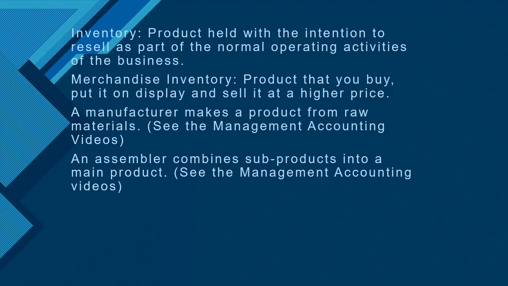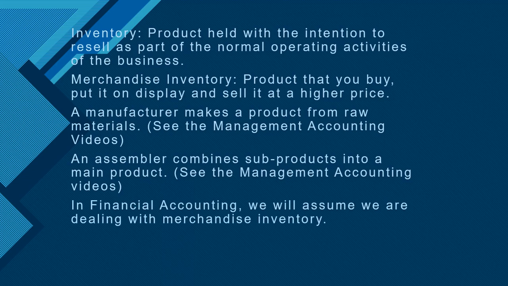An assembler combines sub-products into a main product. Think of your computer and all the boards, all the chips and all the wiring, etc., that arrive at a factory as separate products and are assembled. In financial accounting, we will assume we are dealing with merchandise inventory.